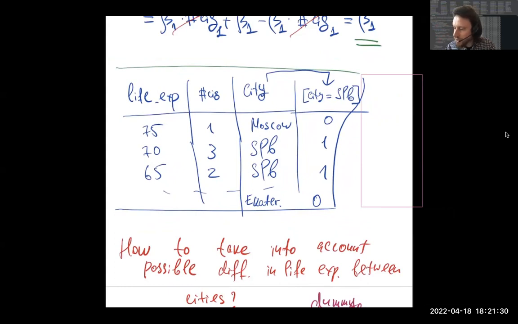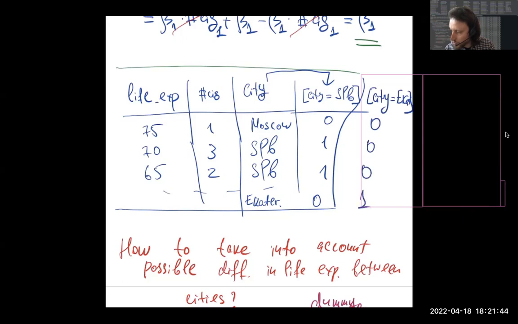So we can add here a new variable like city equals Yekaterinburg. And this variable would be 0001. In fact, if you have a categorical variable with k different values, then you can add k minus one dummy variables to encode this categorical variable. You see this minus one because, for example, if you have three cities, you have two dummy variables. You don't need the third one, because if we see two zeros, then it means that this is Moscow.